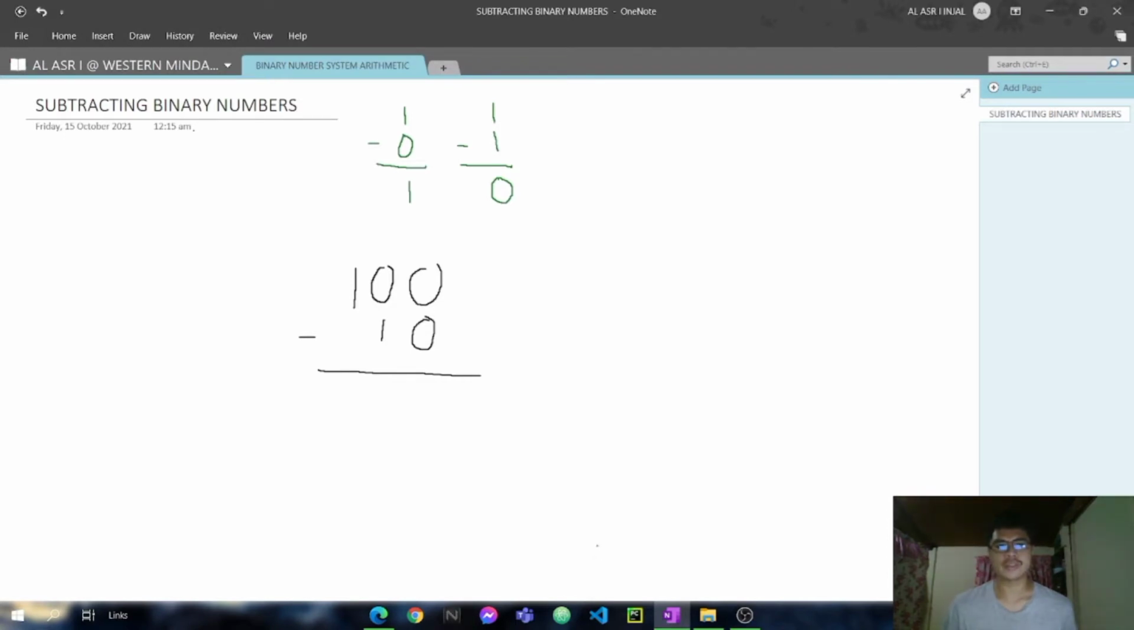Subtracting binary numbers. Always keep in mind when subtracting, 1 minus 0 will give you 1 and 1 minus 1 will give you 0. So I have here an example on how to subtract binary numbers. So here in the first column, 0 minus 0 is equal to 0. Then here, 0 minus 1 cannot be done.